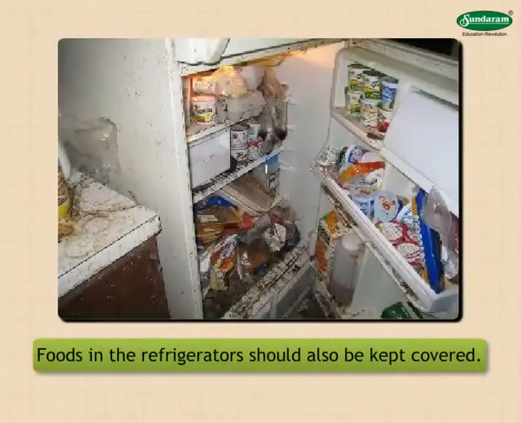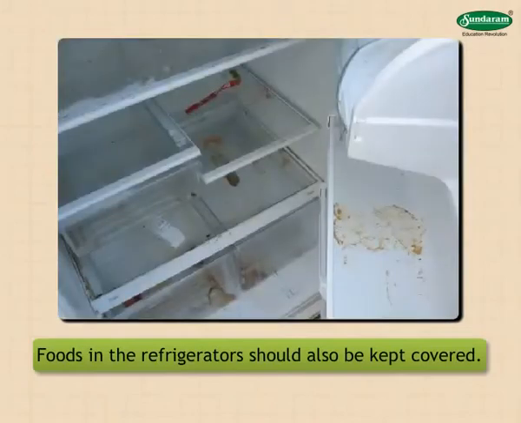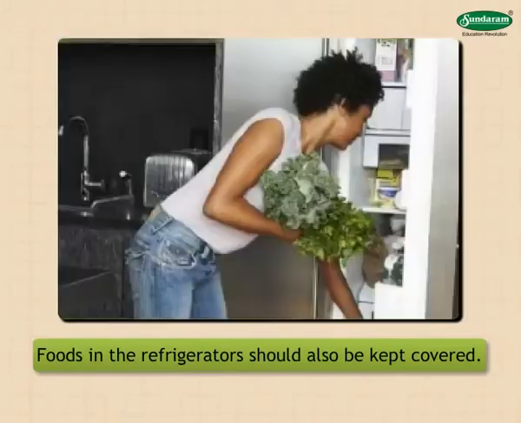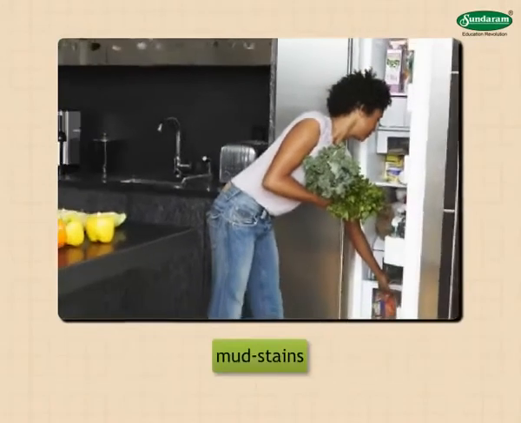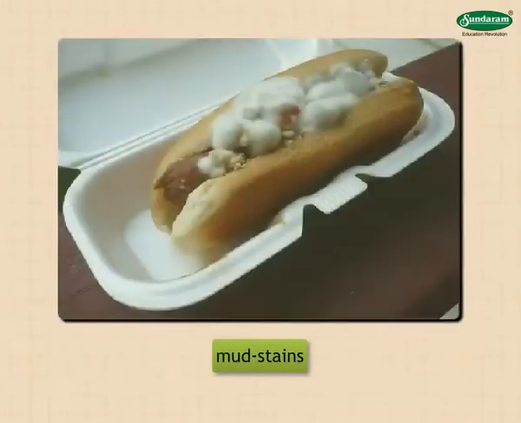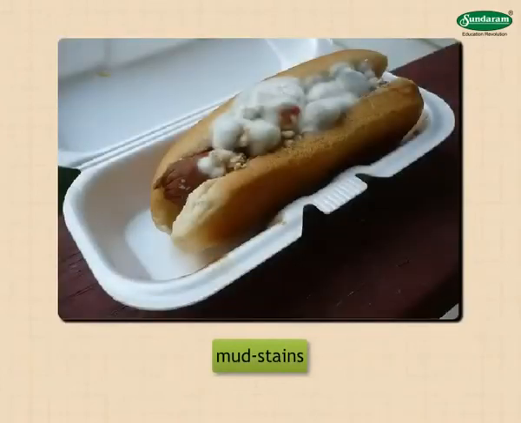Sometimes foods spill. The refrigerator becomes soiled. If vegetables are not washed before keeping in the refrigerator, they leave mud stains inside. Fungus grows on them and spreads to the other foods. Therefore, the refrigerator should be cleaned from time to time.